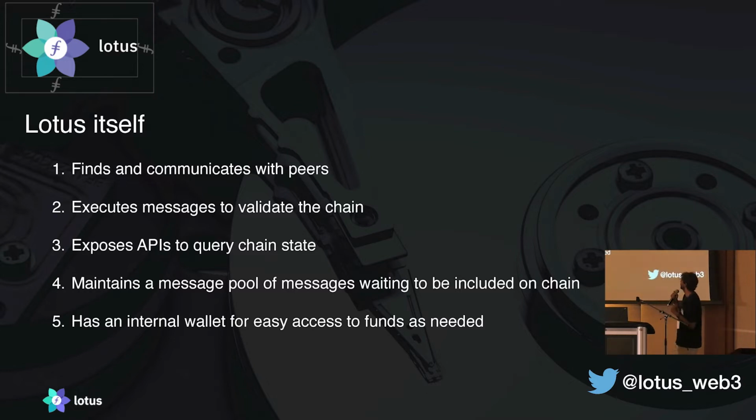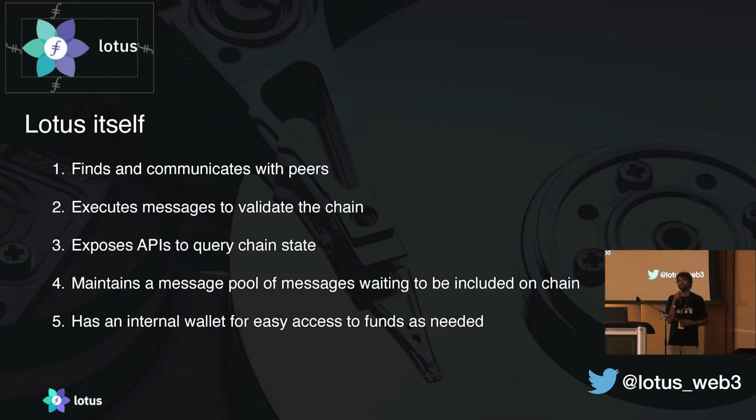So what does the Lotus node itself do? We kind of touched on this already. It finds and communicates with peers, executes messages to validate the chain, so any transactions that have been received get executed in the Lotus node, and you make sure that consensus is reached across all your peers. It has APIs to query chain state, as I mentioned.